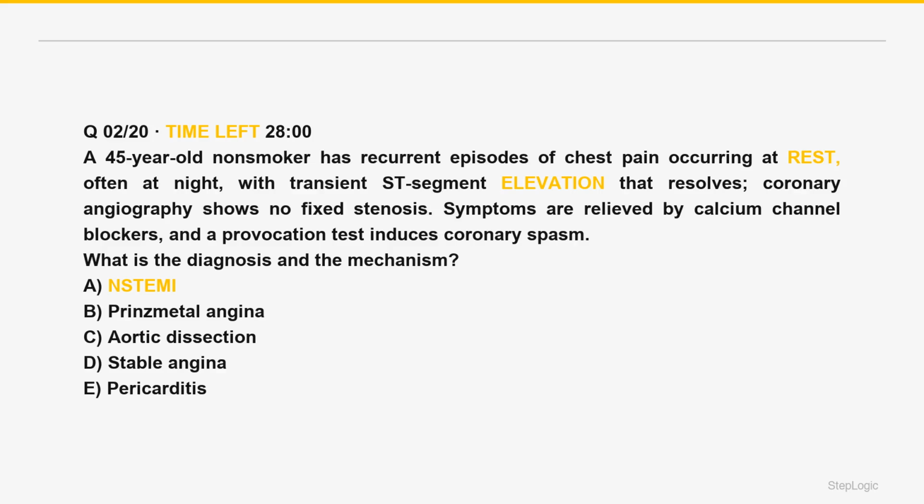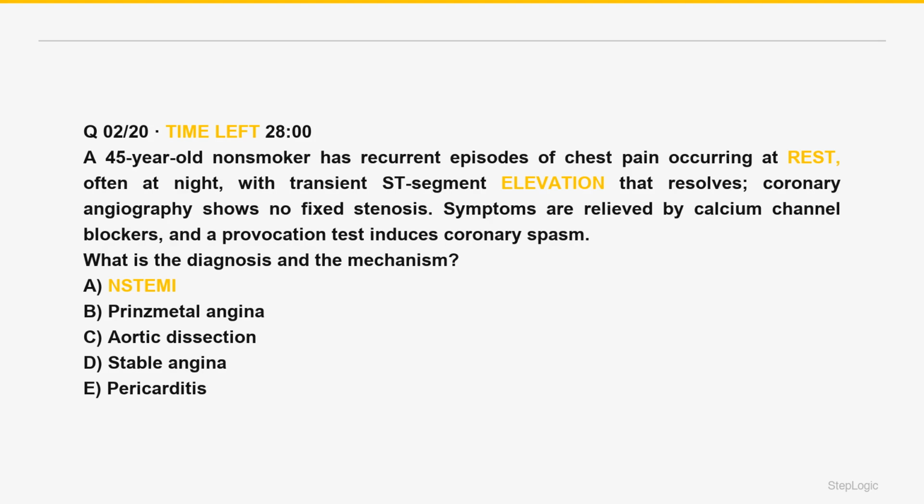What is the diagnosis and the mechanism? A 45-year-old non-smoker has recurrent episodes of chest pain occurring at rest, often at night, with transient ST segment elevation that resolves. Coronary angiography shows no fixed stenosis. Symptoms are relieved by calcium channel blockers, and a provocation test induces coronary spasm.